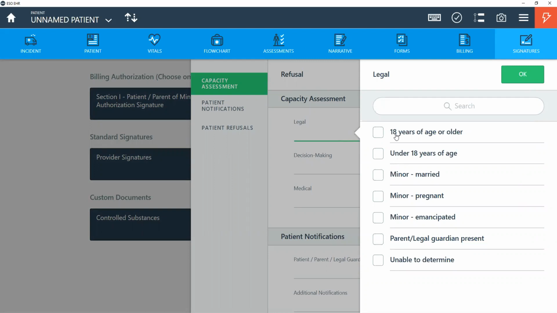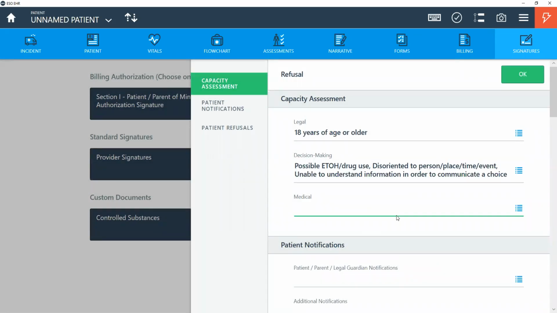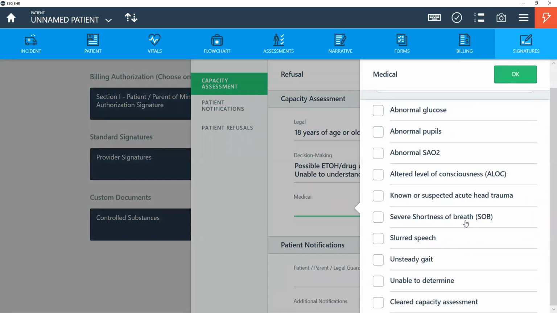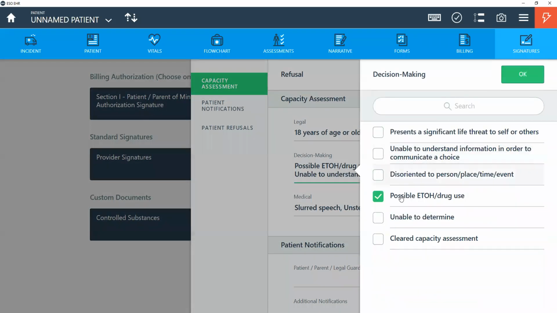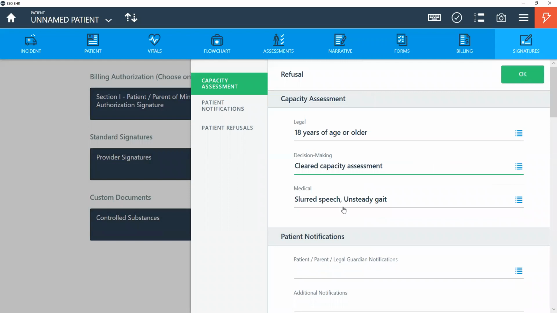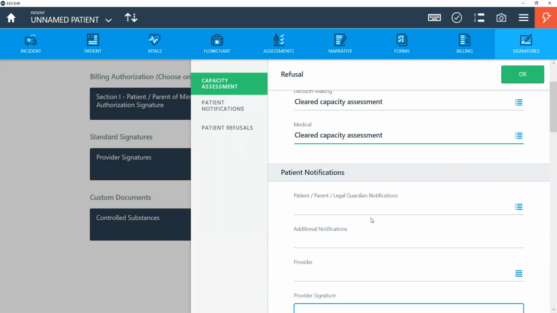So yeah, they're 18 years of age or older, but they had the etiologic drug use. That person I described was disoriented. They're unable to understand the information. Okay, medically, maybe they have that slurred speech and an unsteady gait. They do not have the capacity to refuse. We can leave it in there. Inversely, maybe they do. They clear the capacity assessment, and that allows us to move down.